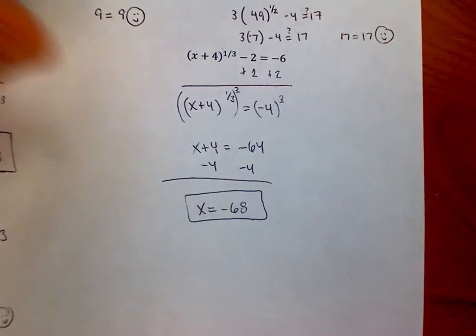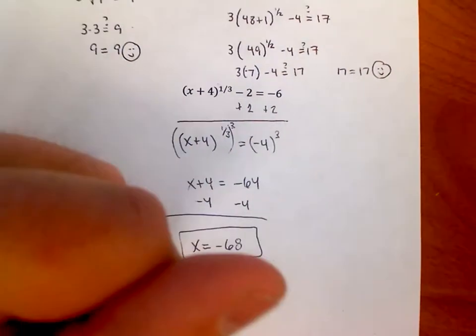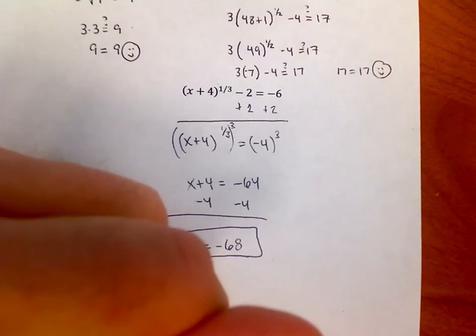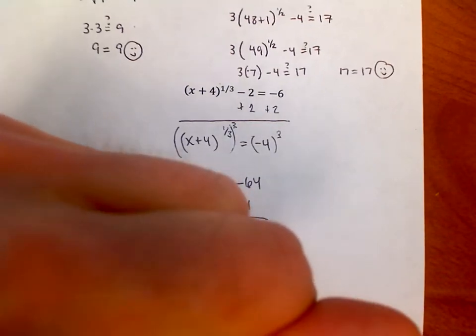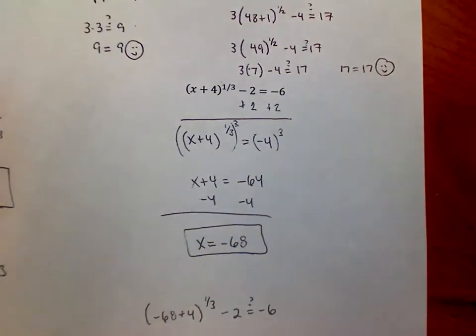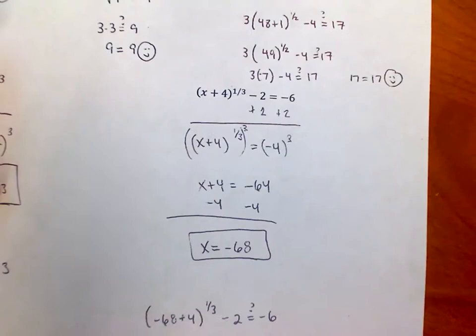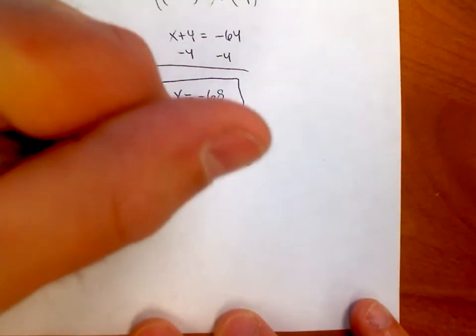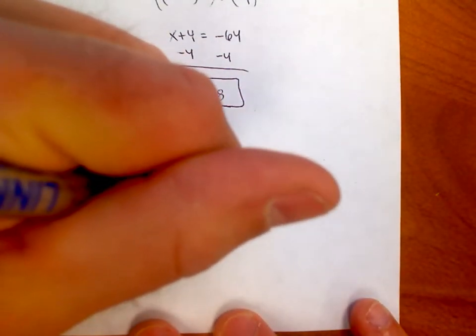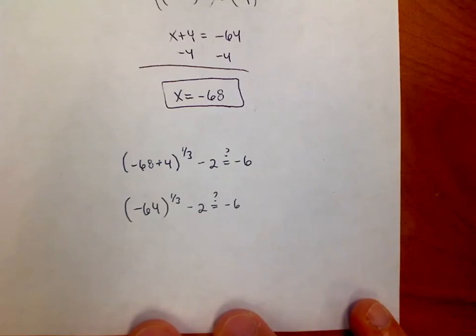Let's go through and check and make sure that it works. If I took, in the original equation, -68, and I added 4, cube rooted it, subtracted 2, would I get -6? That's the question. Well, if I took -68, and I added 4, I would get -64, right? So I'd have -64, cube root of that, minus 2. Is that equal to -6?